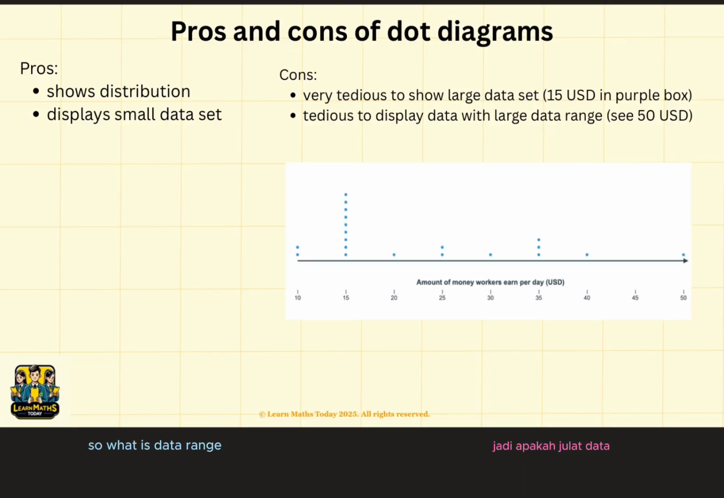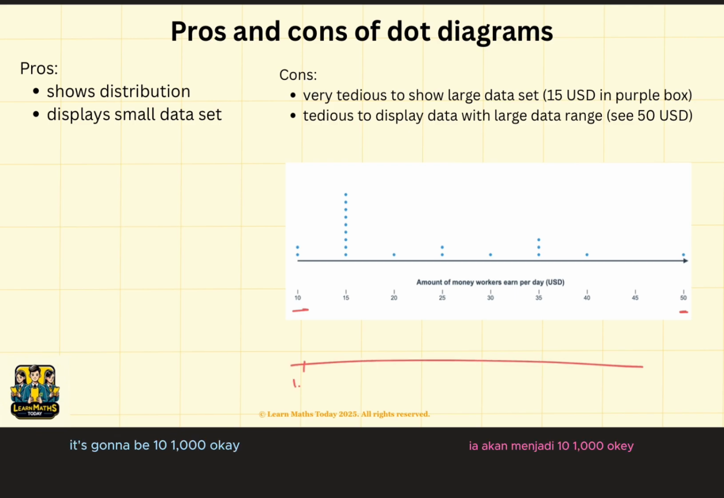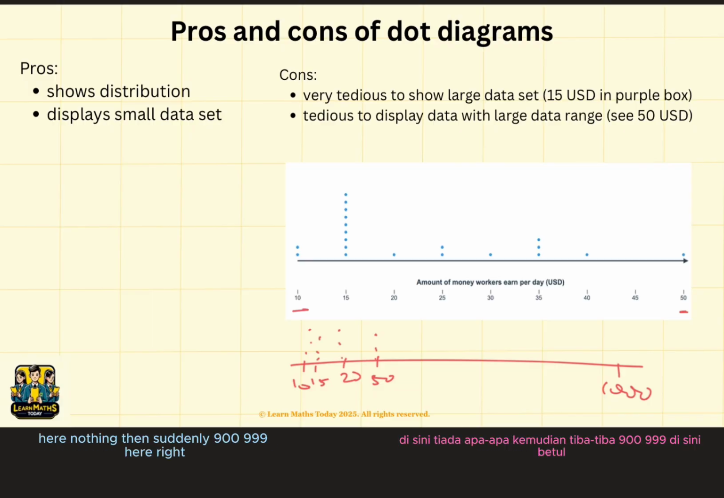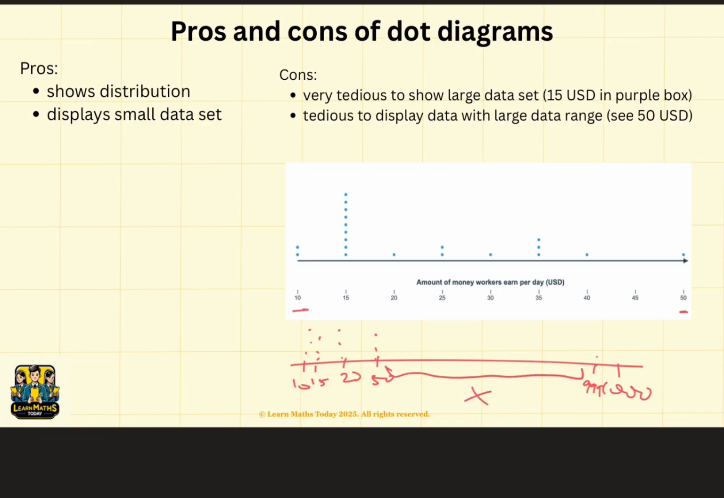So what is data range? Data range is basically this: 10 to 50. If it's 10 to 50, it's still okay. If it's 10 to 1,000, how are you going to do it? For example, you have 15, 20, maybe 50 here, and I draw the dots here. Here nothing. Then suddenly 999 here, suddenly one dot. Then this empty space, what do you do? So you cannot have a very, very large data range.